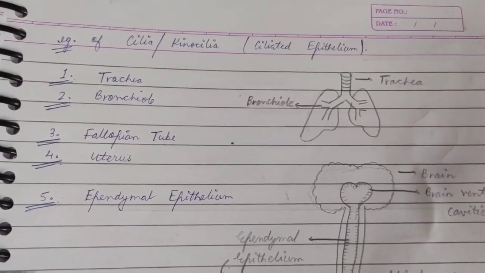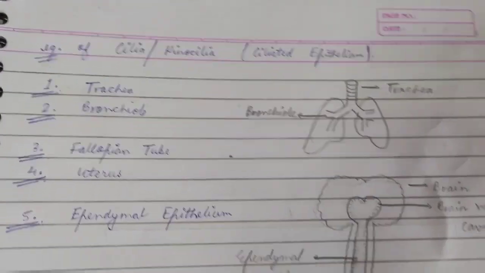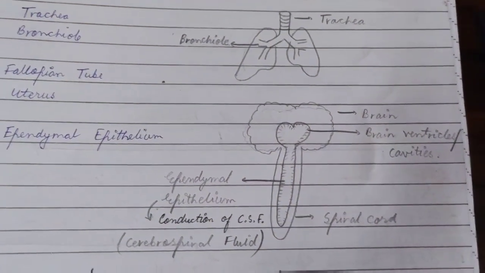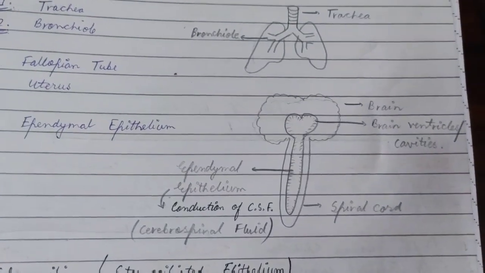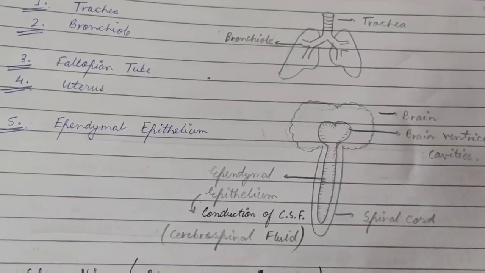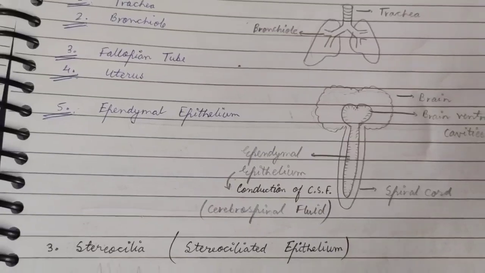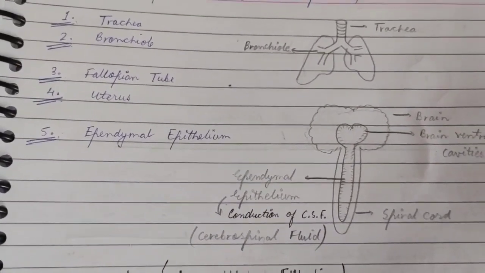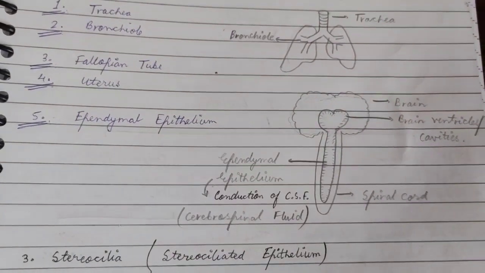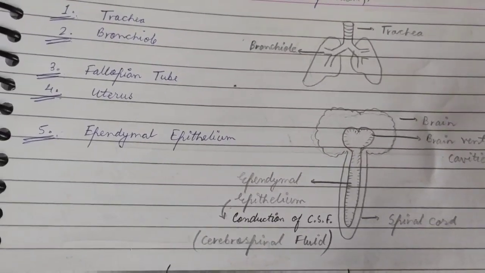The fifth example is ependymal epithelium. Let us understand it. The brain is a compactly packed structure, so it requires blood vessels and nutrition so that it can function properly. Inside the brain and spinal cord there is cerebrospinal fluid, which provides nutrition to it. So ependymal epithelium is present inside, which helps the cerebrospinal fluid to move up and down inside it.